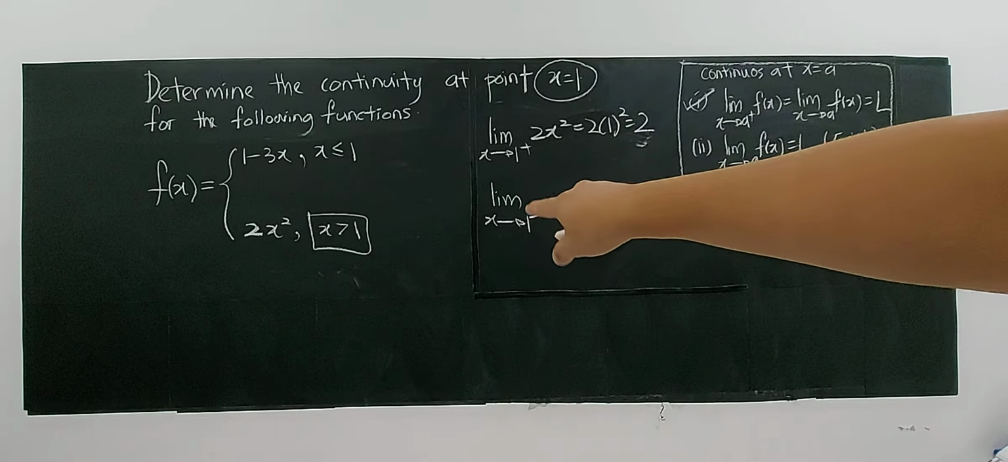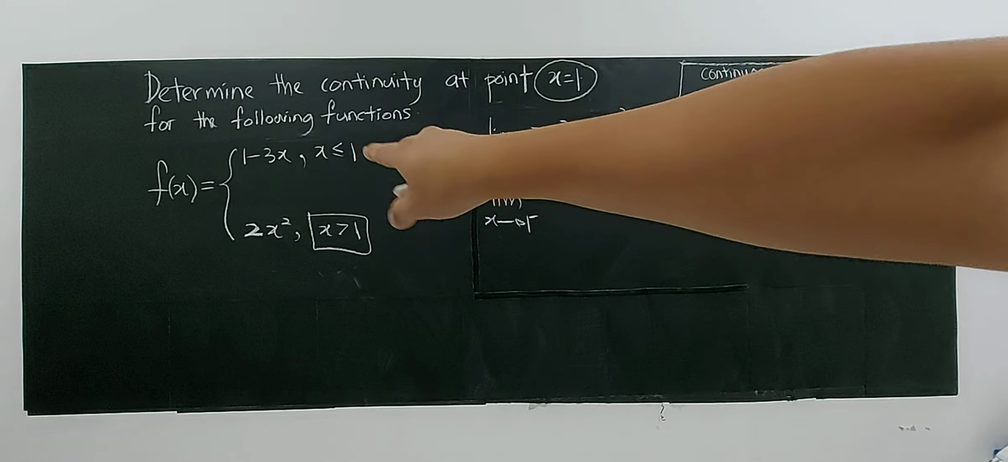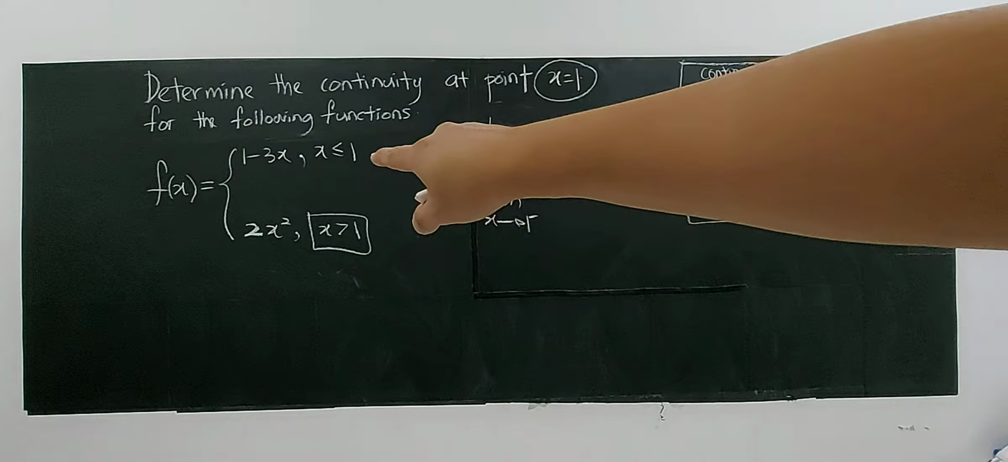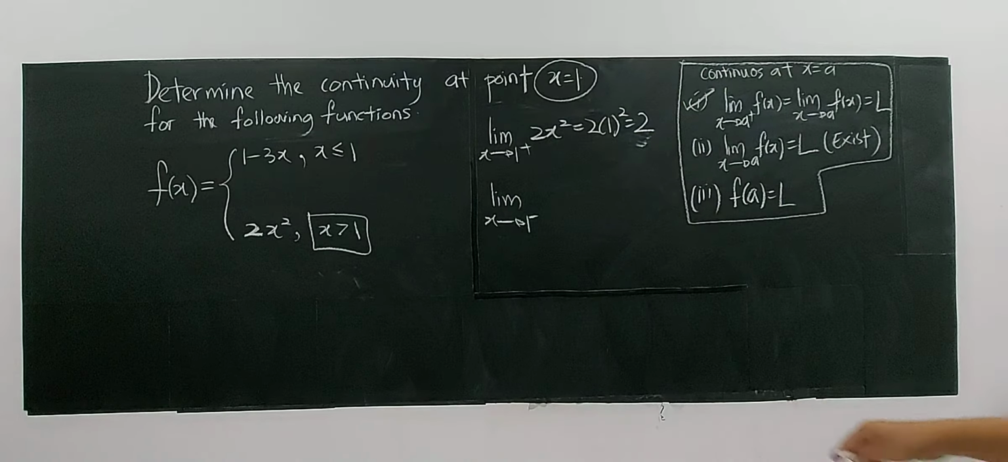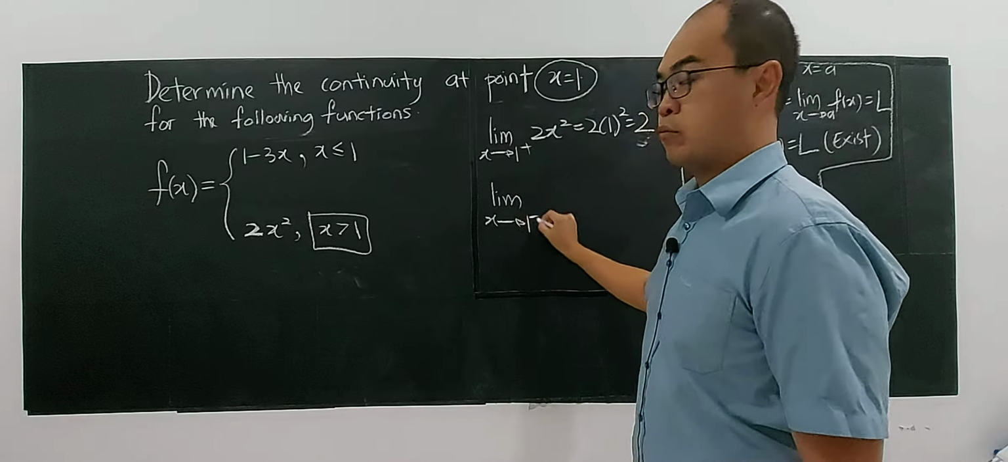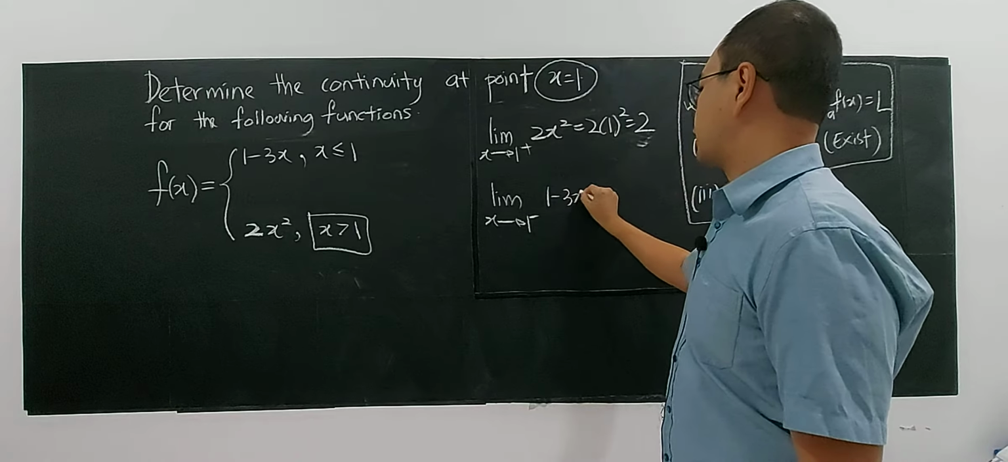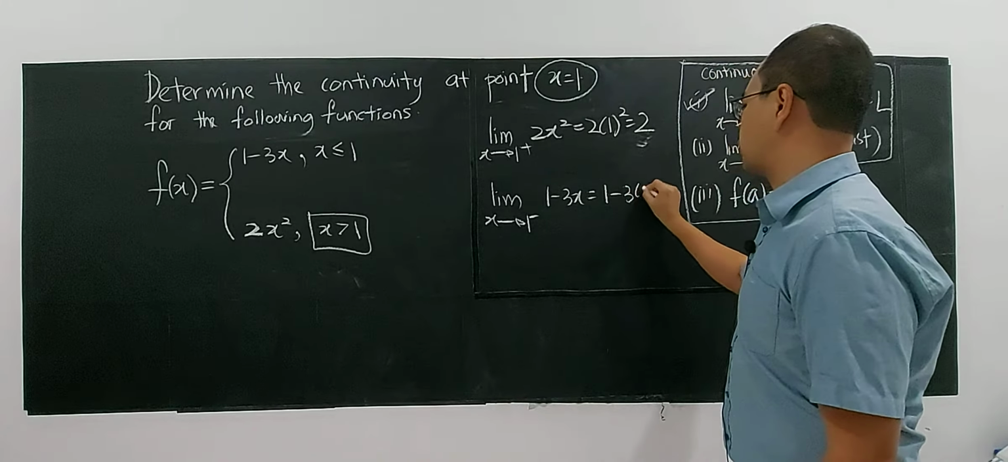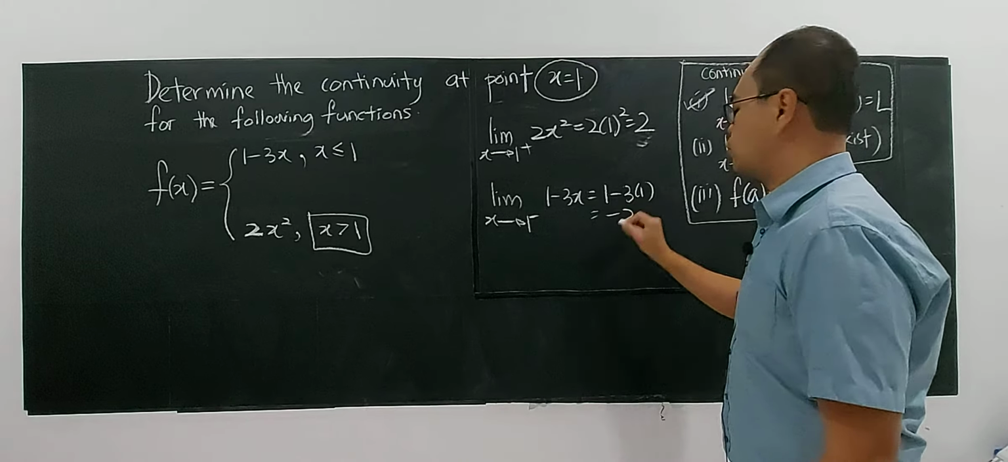So from the left it is 1 minus, less than 1. Sorry, just now I was also confused. So now you have less than 1, so you use 1 minus 3x. So you have 1 minus 3 multiplied by 1. So you have negative 2.